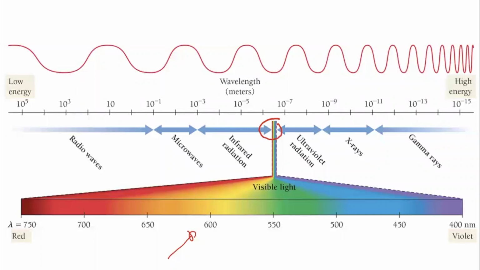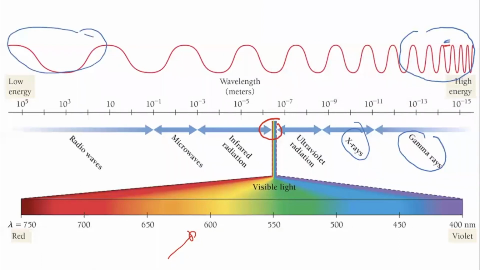So notice here, the wavelengths are short. They're short and there's more frequency around this area, and this area has high energy. That's where we have your gamma ray and your X-ray. Notice in this area, the wavelengths are longer and they're going to have less frequency and low energy.